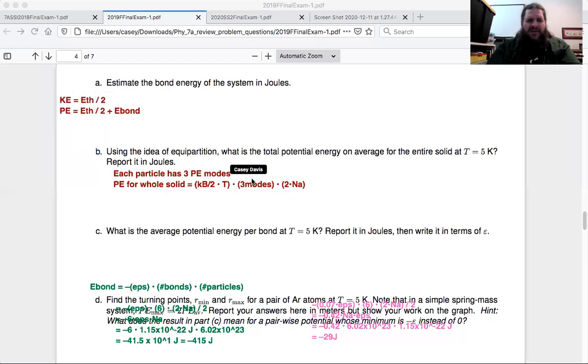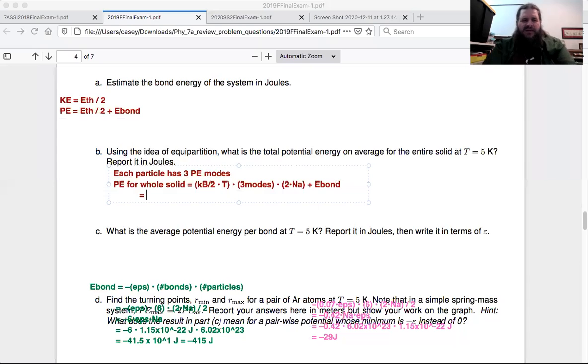So this is basically the half of the thermal energy that's in the potential energy modes. The other half is in the kinetic energy modes. So we can take that, and then I think we'd have to add the bond energy that we calculated earlier, the negative 415 joules plus the negative 29 joules if we want to include the second nearest neighbors. So we've got our contribution from the potential energy modes from thermal energy, which is really just half the thermal energy, plus the bond energy. That's going to give us the total potential energy.